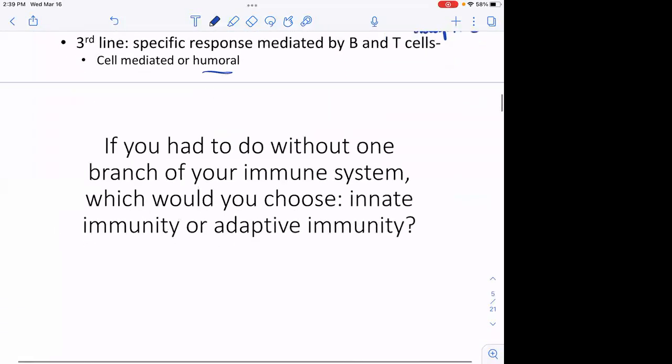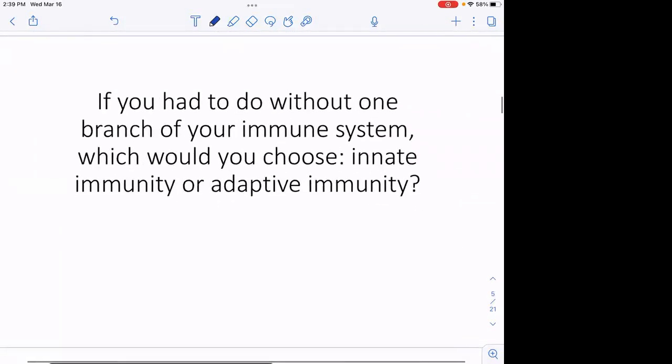I want to pose a question to you. Maybe that's all you know about the immune system. A little would you rather? If you had to do without either your adaptive or innate immunity, which one do you think you would do better without? There is a correct answer here that's backed up by some research. So talk about that with somebody next to you for a minute, and then I'll tell you which you should have picked.